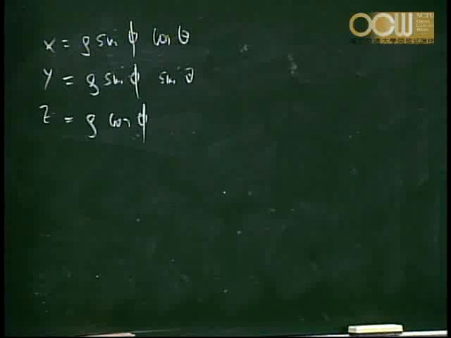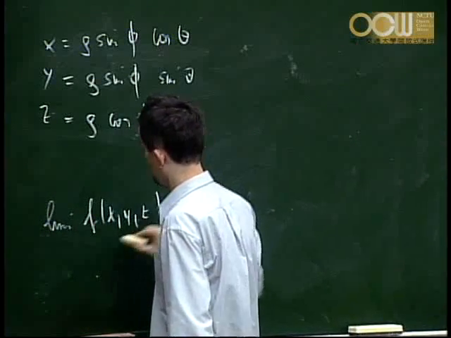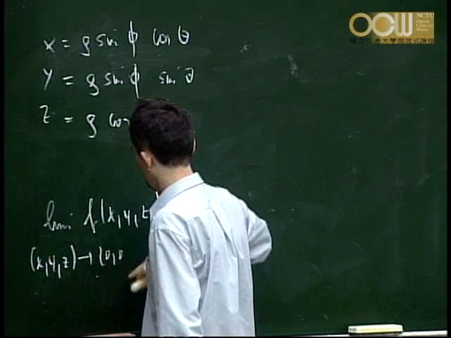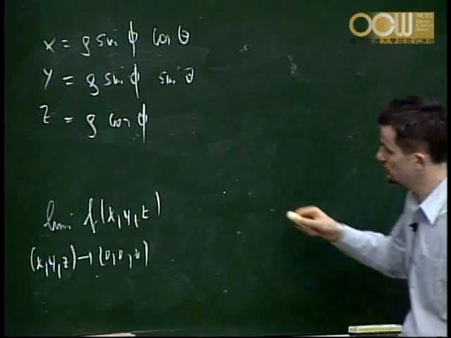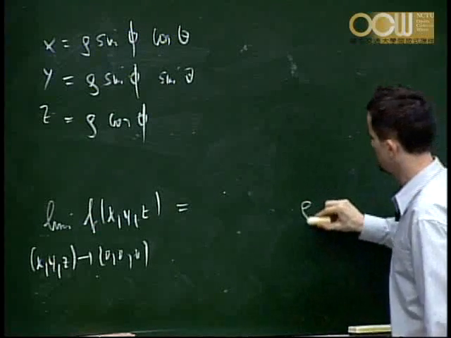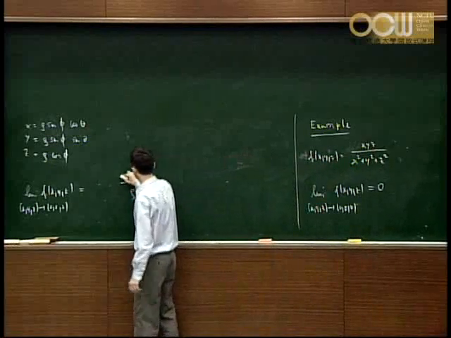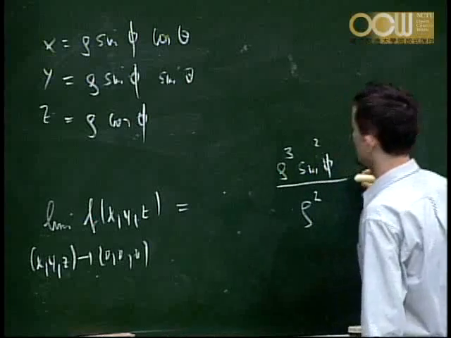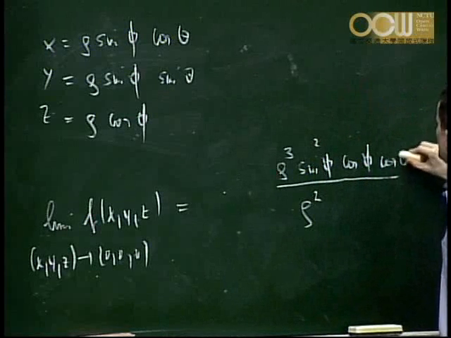Now, if you do this, you see that the limit of f of x, y, z as x, y, z tends to 0, 0, 0 is equal to, now you plug this in. So for this one, you get rho square. And what you get here is rho to the cube. And then you have twice sine of psi, then you have cosine of psi, and then you have a cosine of theta and the sine of theta.